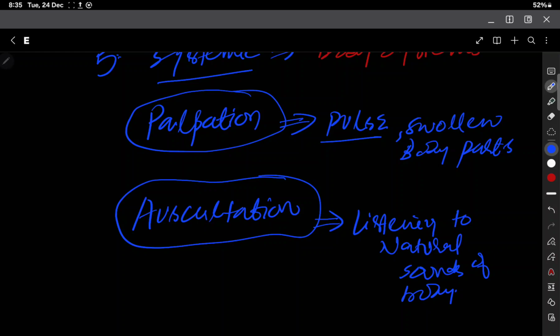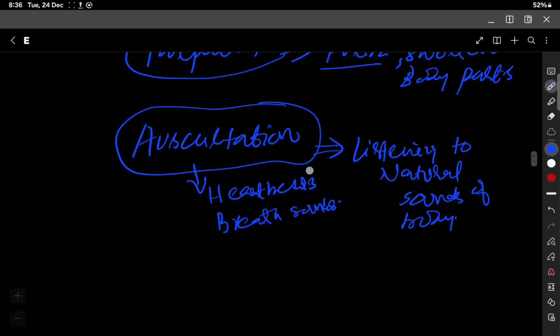That's called auscultation. For example, we can listen to heartbeats, or breath sounds, or abnormal sounds in the heart that coincide with the heartbeat. Those are all things we can study in auscultation.